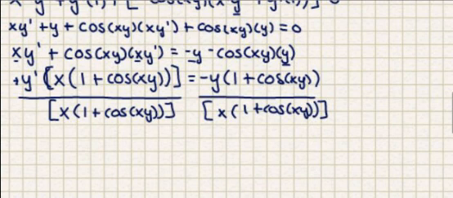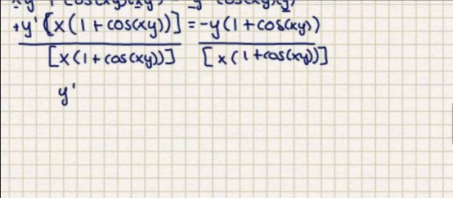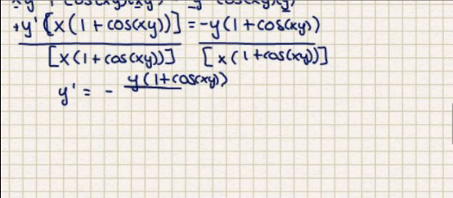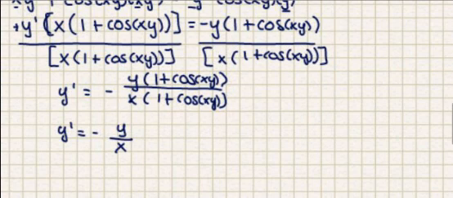Okay, so now we're left with this equaling negative y times (1 plus cos xy) over x times (1 plus cos xy). So we can cancel these two (1 plus cos xy) terms, and you're left with negative y over x. So that's the answer for that one.